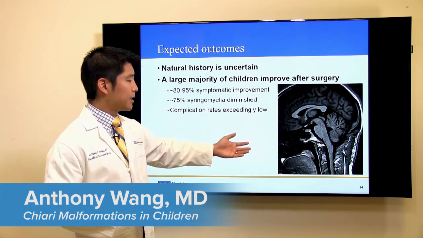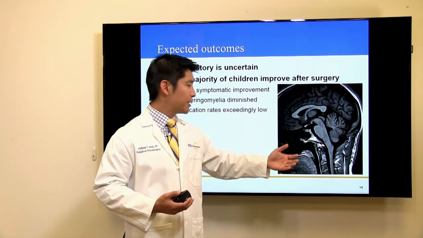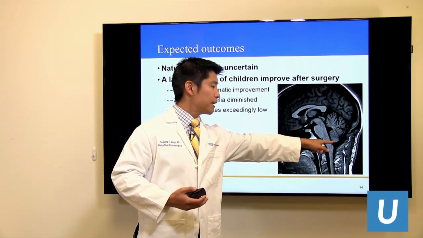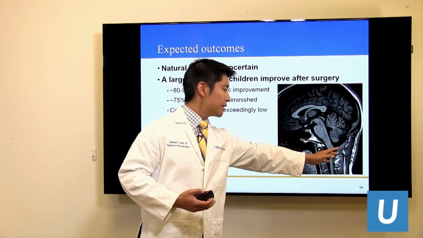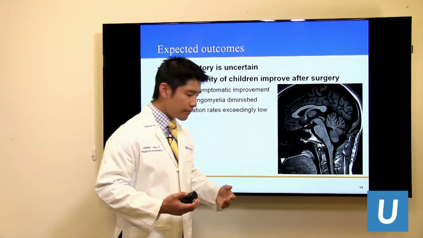So this is kind of the typical appearance after surgery. This is the same patient from before. You can see that the tonsils are now in a normal location, that there's plenty of space behind the brainstem here and in front of the brainstem here.